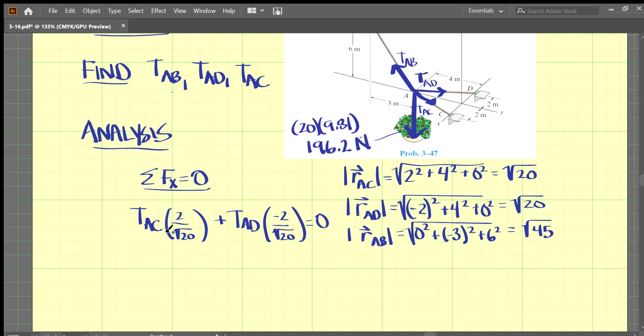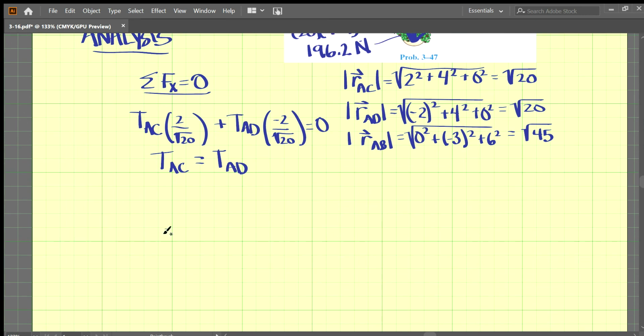So we have two unknowns in this equation, and we only have one equation here. We can't solve this for individual unknowns, but what we can see if we move this to the other side is that TAC, the tension in cable AC, is going to be equal to the tension in cable AD. Right? So now we need to sum the forces in the Y direction.